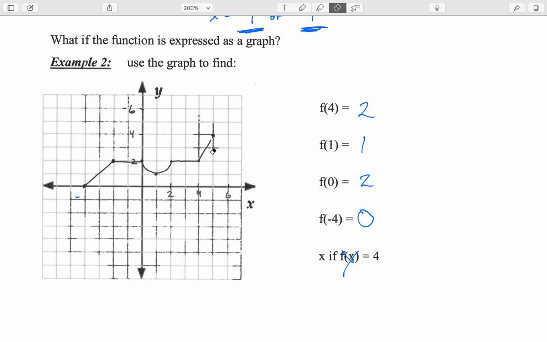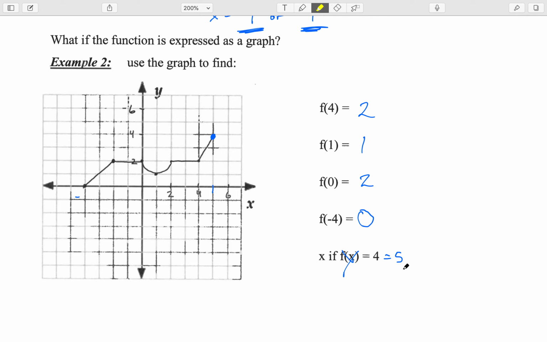The x value is positive 5. Right? So when the y value is 4, and there's only one spot for this one, the x value is going to be positive 5. So don't say that this is equal to 5, because that's not right. 4 is not equal to 5. Right? That's 4. That's 5. They're not the same thing. So don't say 4 is equal to 5, because they're not.